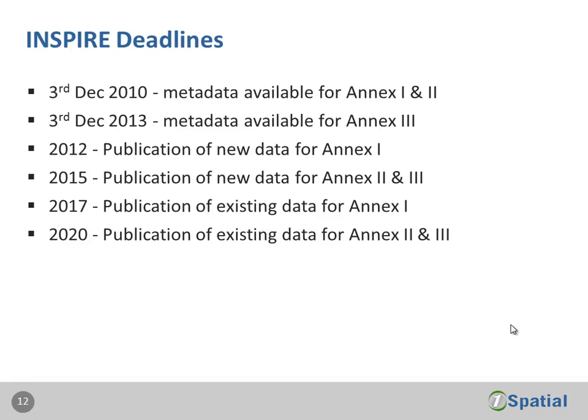And to give you some high-level dates, some of the deadlines that are listed here, for example, you can see that this slide is largely grouped into metadata, and also the publication of new and the publication of existing data. So you can see that if you had data falling into the category Annex I and II, then you should already have made metadata available since December 2010. Annex III data needs to be made available in about 18 months' time, so you have a little bit of time to get your ducks in a row in terms of prepping your data to be able to provision metadata for it.